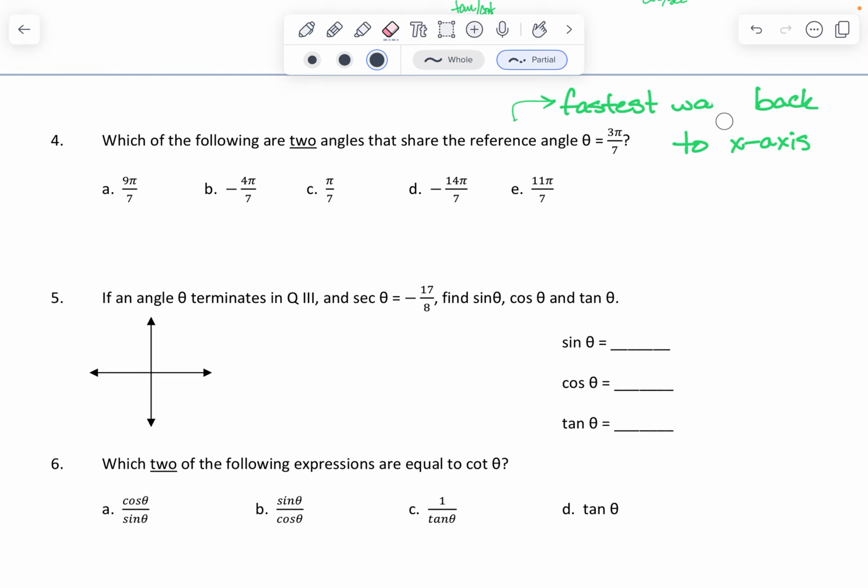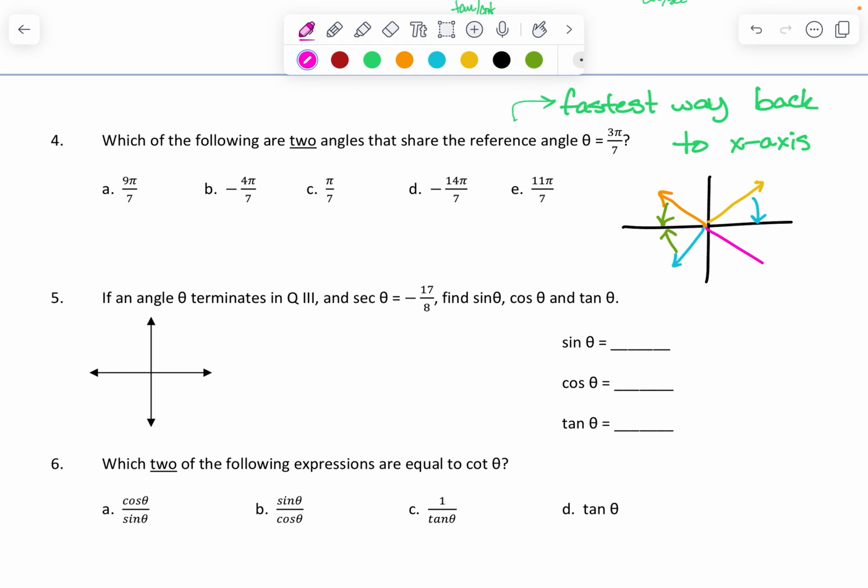I mean, these angles lie in different quadrants. And if you're in quadrant 1, the fastest way back to the x-axis is going to be to just return to it, okay? If you're in quadrant 2, you're going to just take the fastest route to the x-axis. And same is true for all the other quadrants. If you're in 3, you're just going to go back. If you're in 4, you're just going to go back.